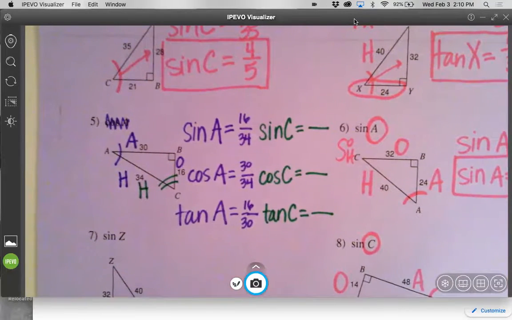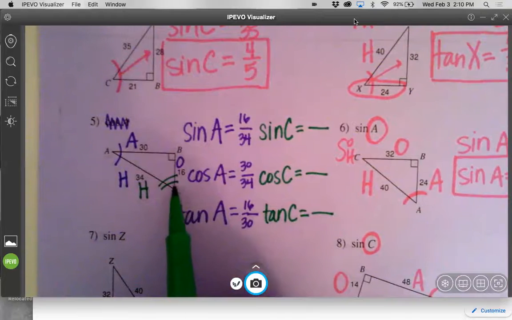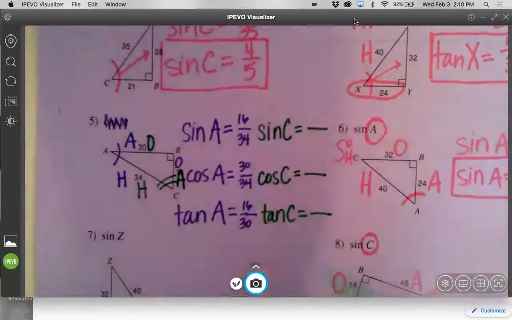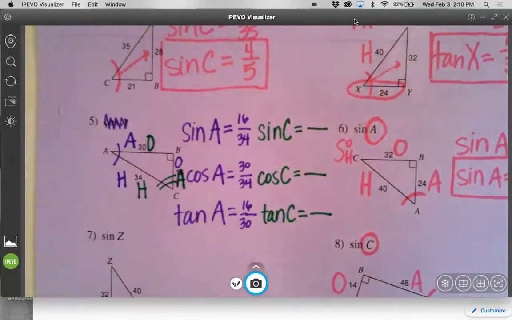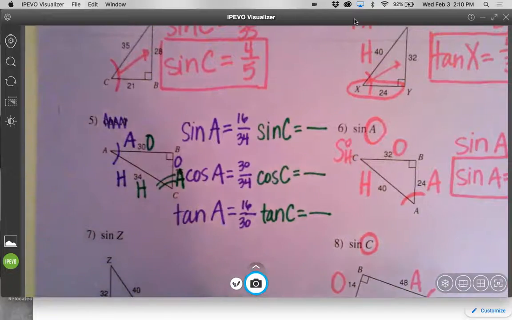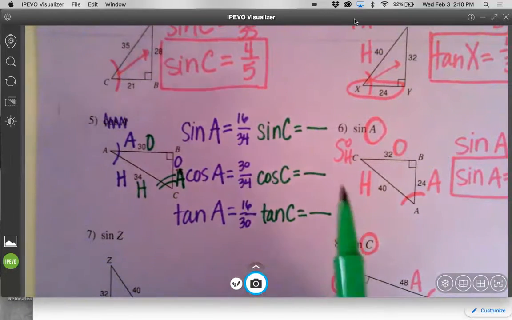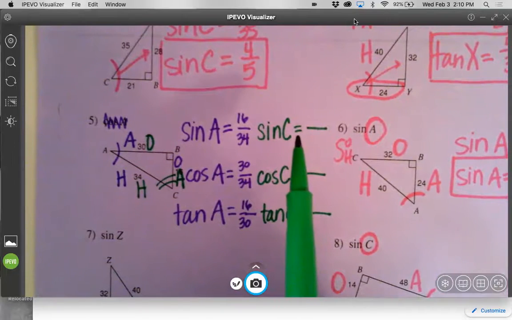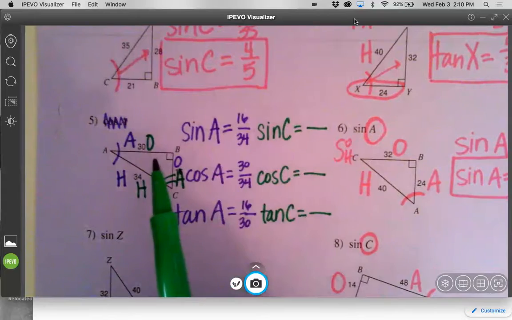So then the adjacent side, if I'm now using angle C, the side adjacent to angle C is what? And then the opposite is 30. So you can see our sides, the O's and the A's, they've switched places. Let's look at what that does to our fractions over here. If I'm finding the sine of C, it's still opposite over hypotenuse, O over H, but now my O is 30.